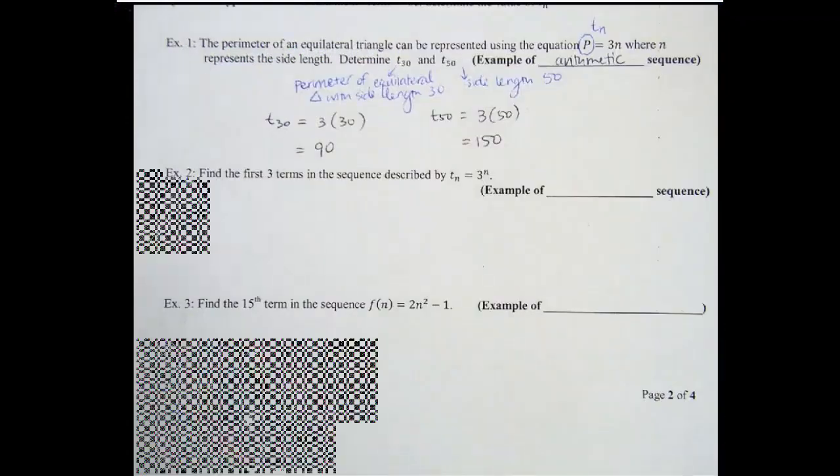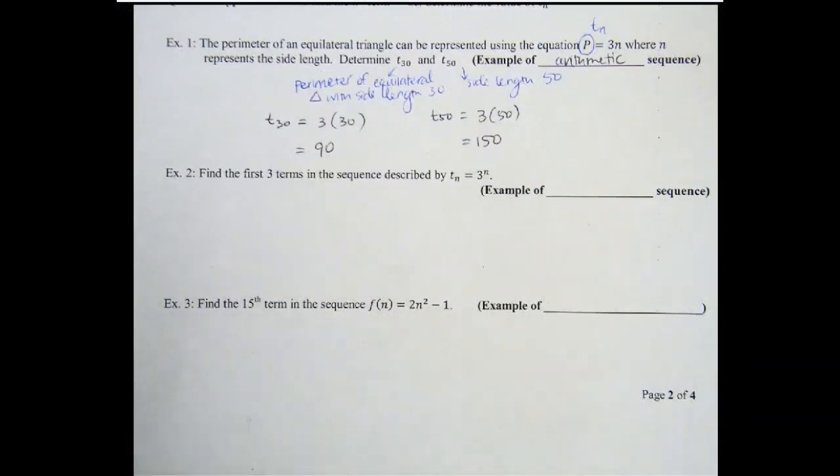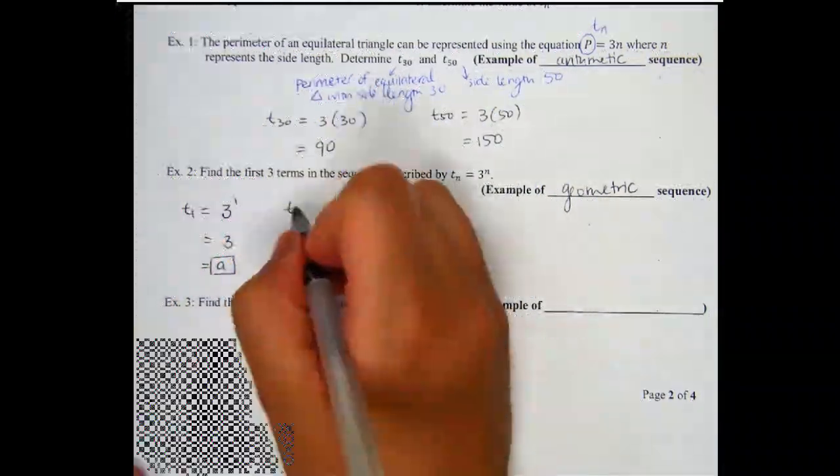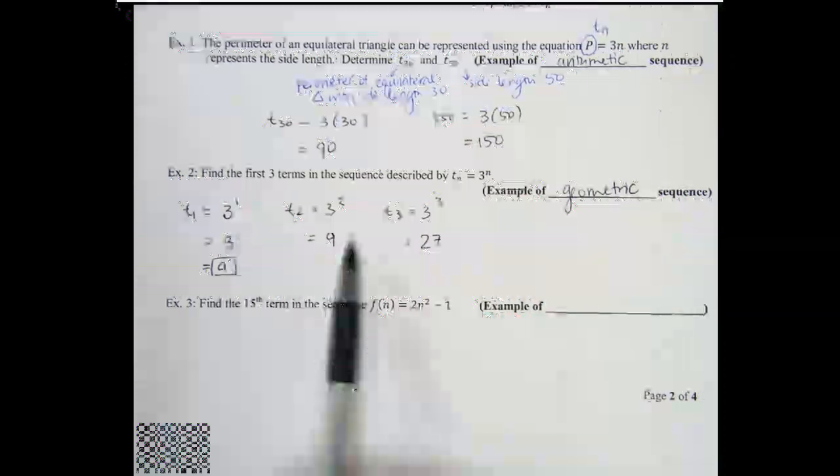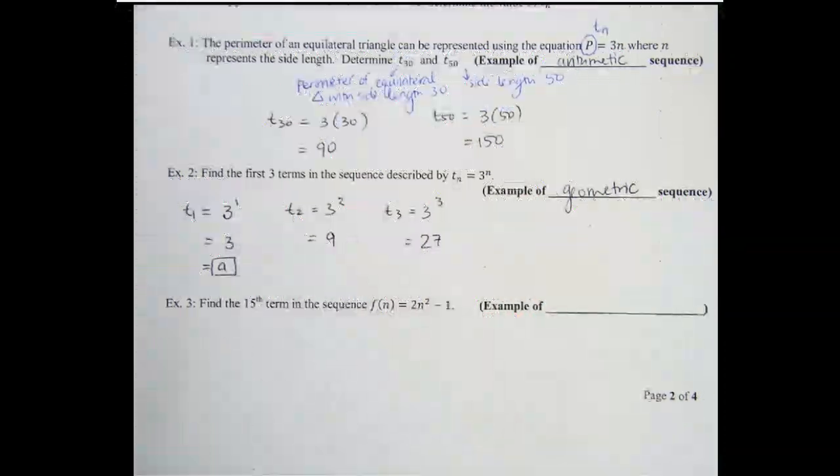In the next example, find the first three terms in the sequence described by Tn equals 3 to the exponent n. So again, from the top half of the page, you know that if the variable is an exponent, then we have an exponential function, and therefore we must have a geometric sequence. So first three terms, T1, 3 to the power of 1, so 3. This is really the same as a, okay? Second term, 3 squared, 9. Third term, 3 cubed, 27. So 3, 9, 27, first three terms in the sequence.